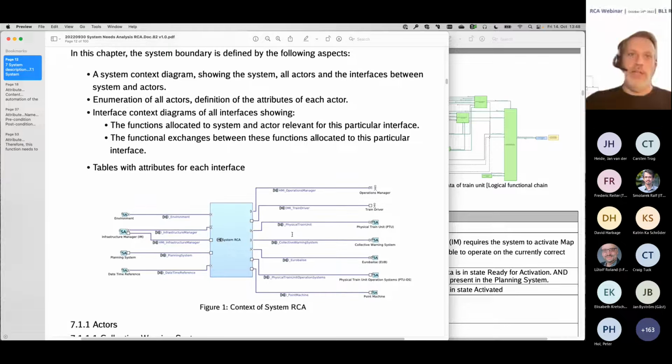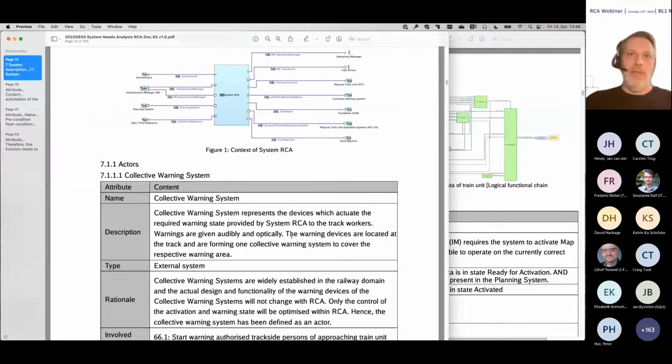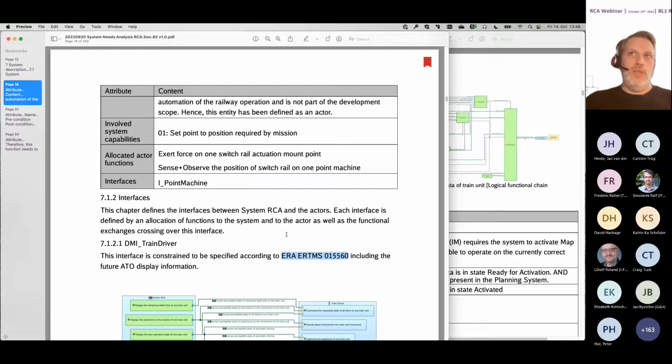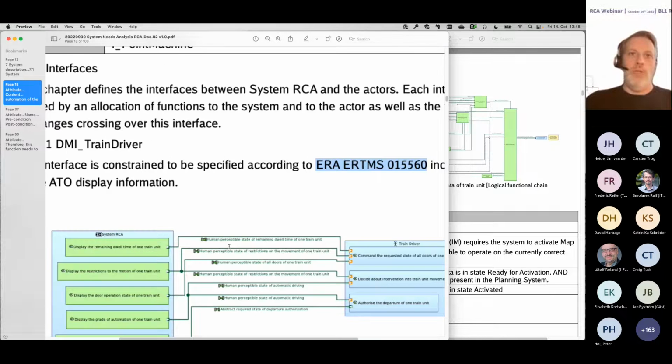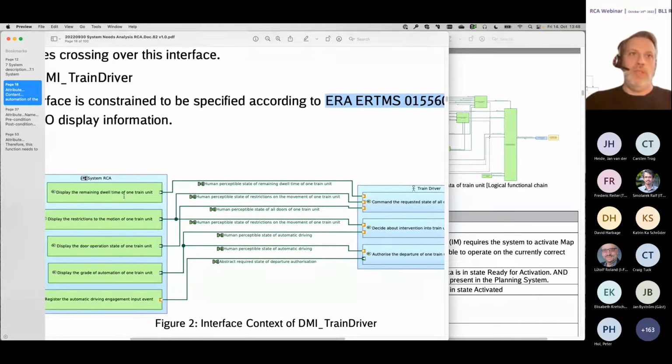In this document, you then find a list of these actors. It's a table like this, where we describe certain attributes of these actors, so you have an understanding of what actor that is. Which brings us to the next important section in the document, which is the specification of interfaces. For each interface you just saw around the system, we have a section like this, where we show, I zoom in a bit, the system RCA, which system functions are defined in RCA, and which of these system functions interact over this interface in the middle with the particular actor.